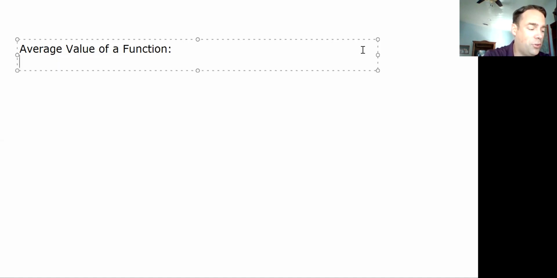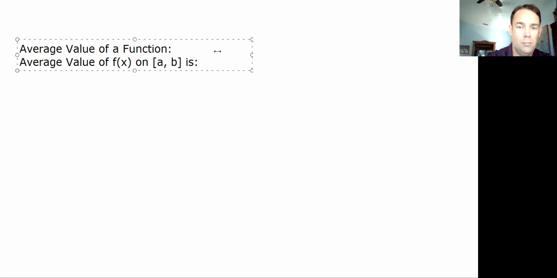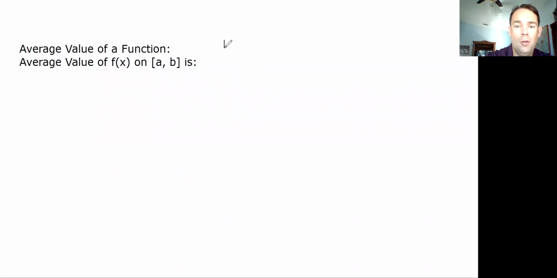So here's what it says. The average value of f of x on a to b is 1 over b minus a, the integral from a to b of f of x dx.